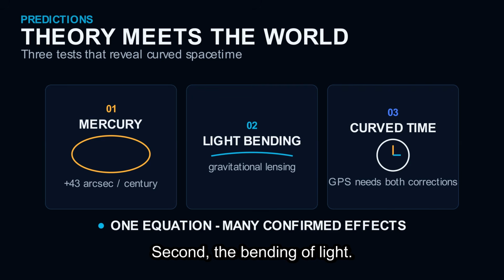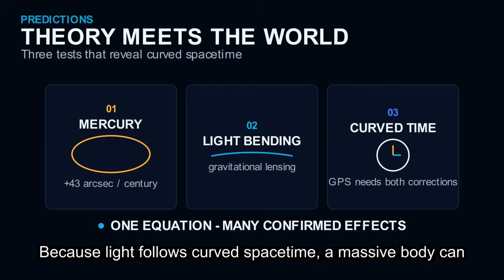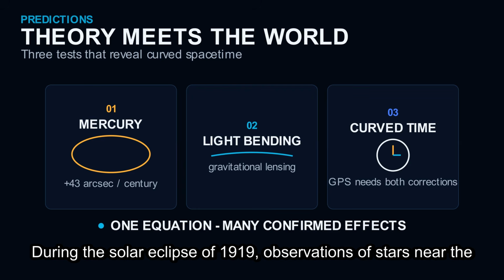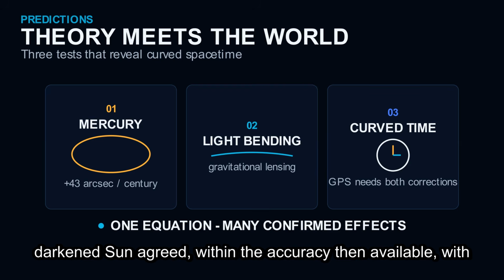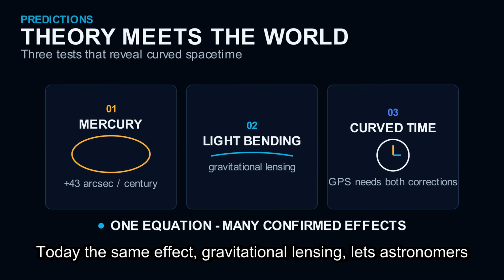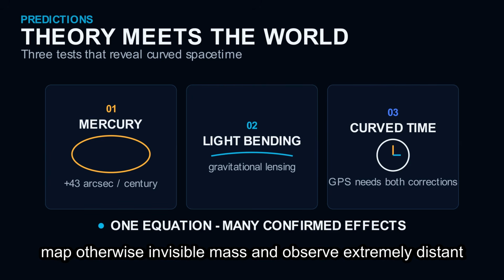Second, the bending of light. Because light follows curved spacetime, a massive body can deflect a passing ray. During the solar eclipse of 1919, observations of stars near the darkened Sun agreed, within the accuracy then available, with Einstein's predicted deflection. Today the same effect, gravitational lensing, lets astronomers map otherwise invisible mass and observe extremely distant galaxies.